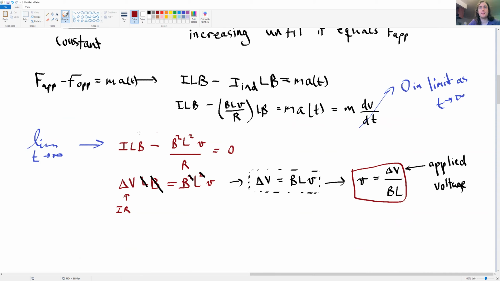In the long time limit, in other words, the limit as t goes to infinity, the acceleration will tend to 0. The reason for the acceleration going to 0, of course, is because this current here depends on the velocity. So if this velocity wasn't here, taking this limit would mean nothing. There would be no real limit to take.